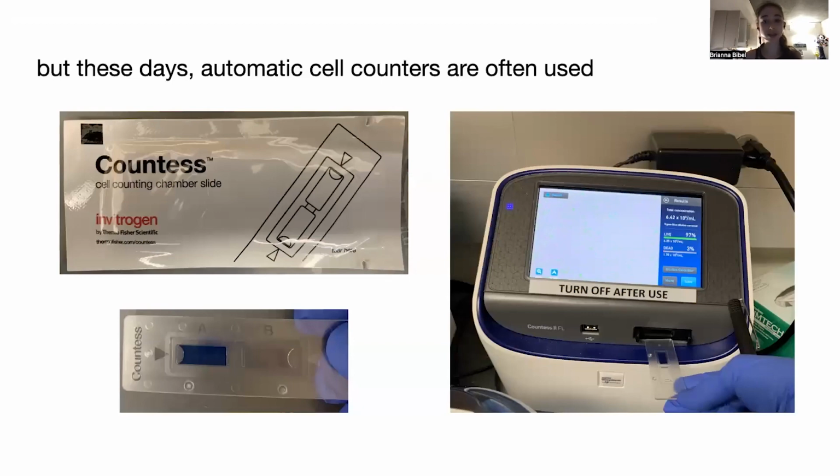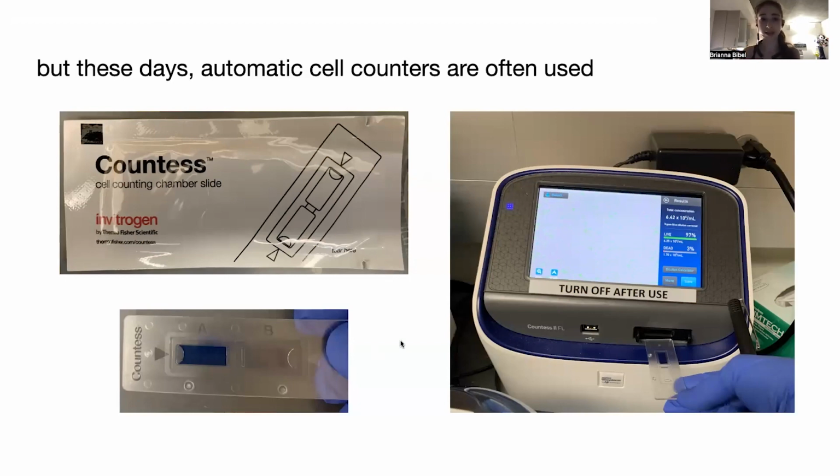These days, thankfully, automatic cell counters are often used. A really common one is this Countess. They are not paying me to do this. I do not do any endorsements or sponsorships or anything like that. But this is just what we use, what a lot of people use.